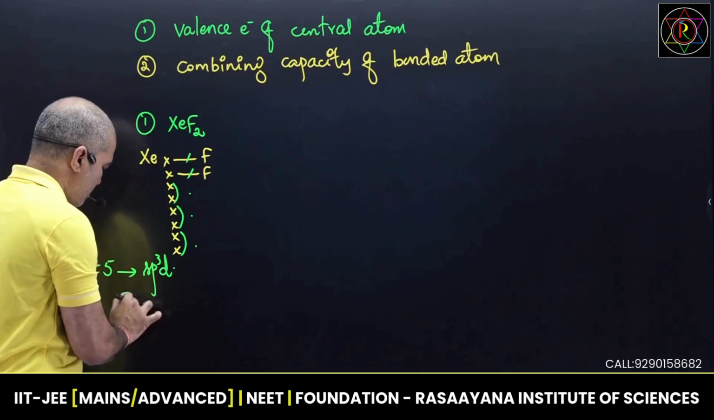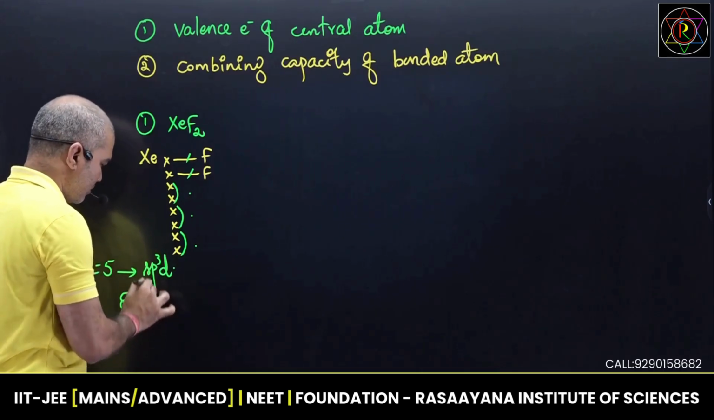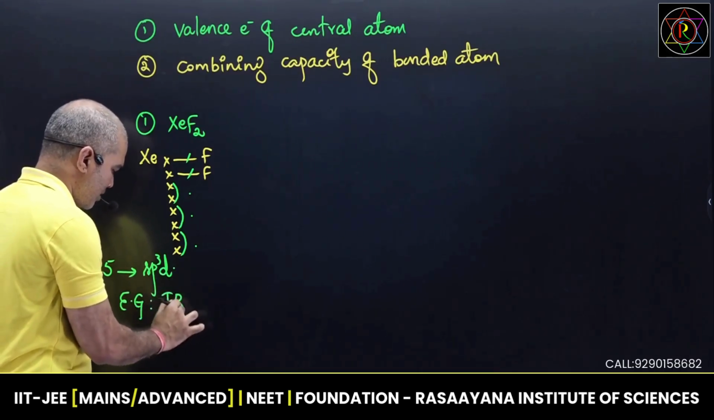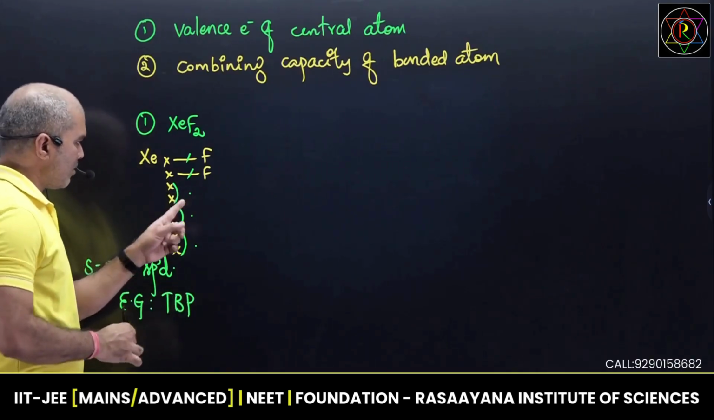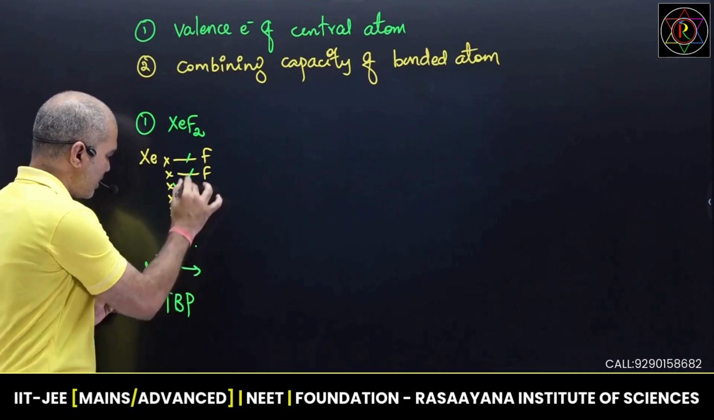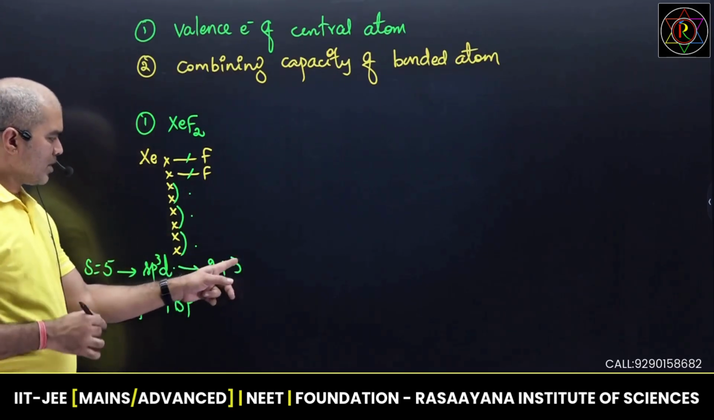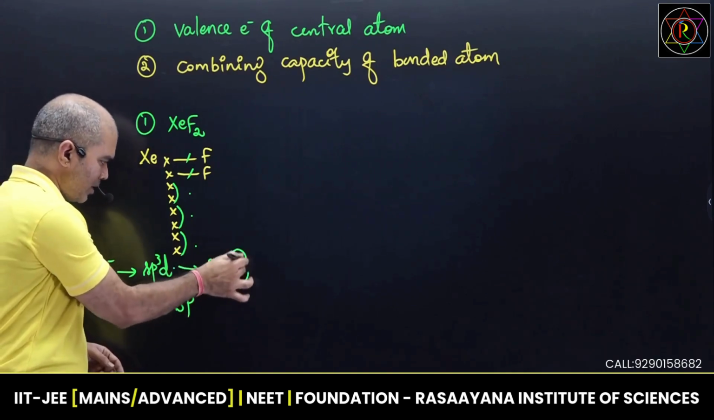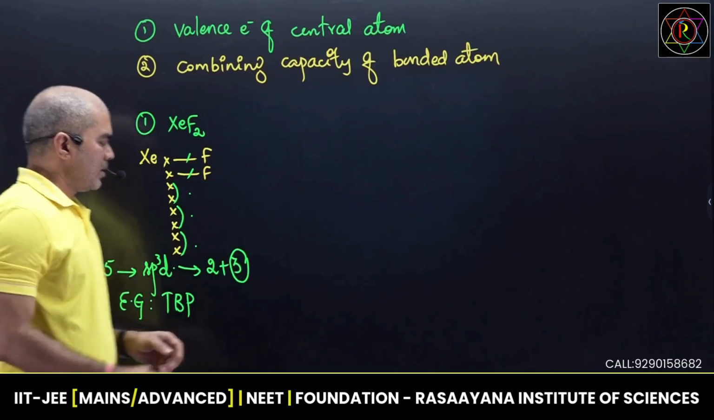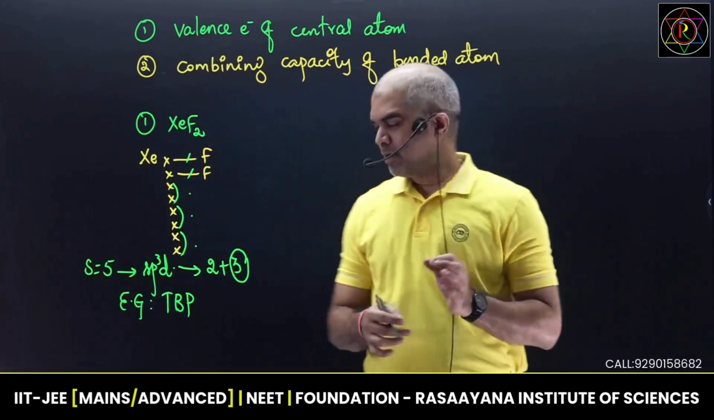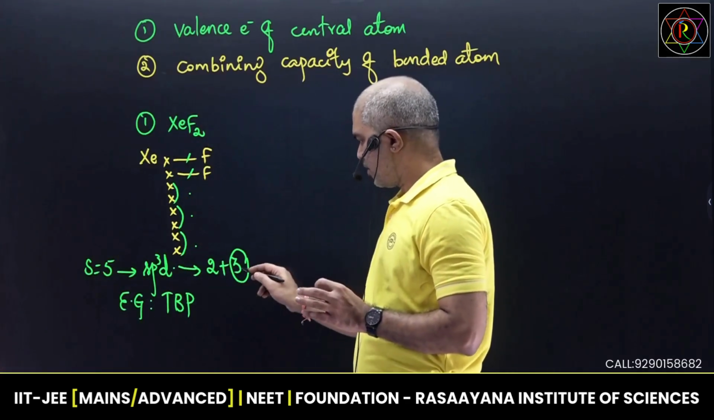Electronic geometry is, for sp3d, electronic geometry is TBP. But what is the combination here? 5 is existing as 2 plus 3, 2 bond pairs plus 3 lone pairs. Here we have 3 lone pairs. So 2 plus 3. Geometry is TBP, 3 lone pairs.